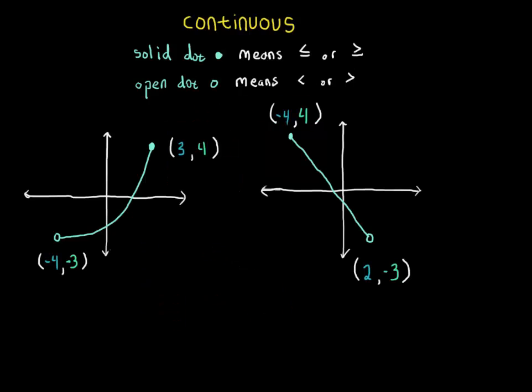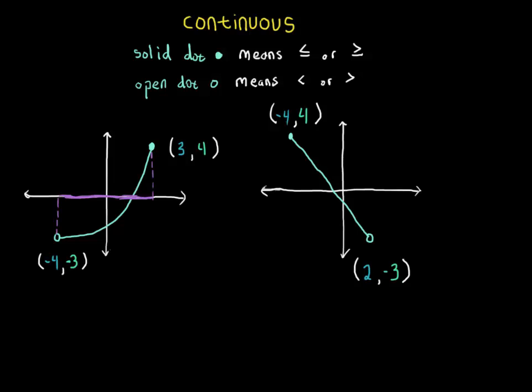One of the most important details to look for when writing the domain and range of continuous functions is whether or not the dot on the end is open or closed. A closed or solid dot means greater than or equal to or less than or equal to, while an open dot means strictly less than or strictly greater than.